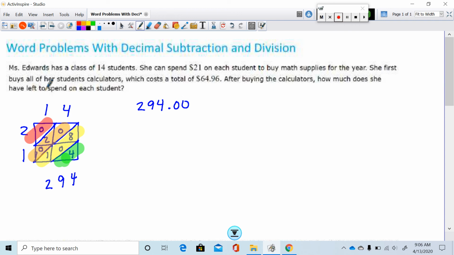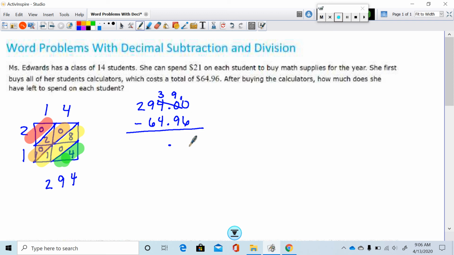However, she buys all of her students calculators, which cost a total of $64.96. So she has to take that out of whatever total she could spend, because she's already spent that amount of money. So I'm going to keep my decimals lined up. Okay, from right to left, 0 take away 6. You need to borrow from the 40. So when you borrow 1 from 40, you call that a 39, carry the 1 over here. So now you can actually subtract.